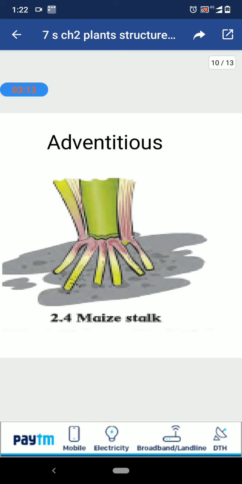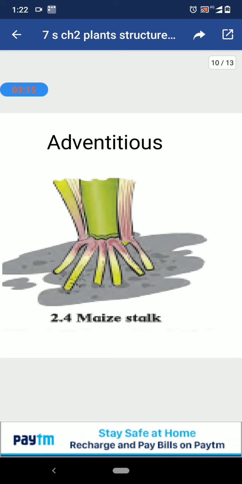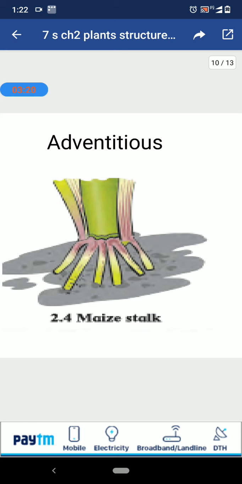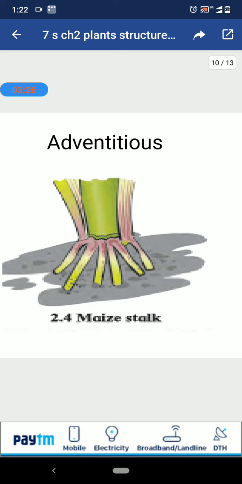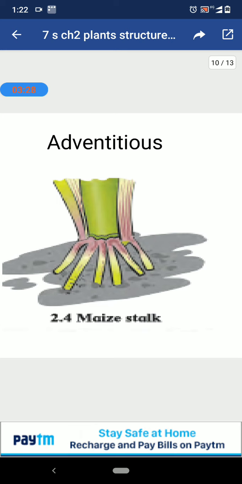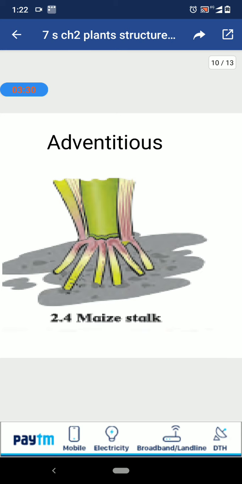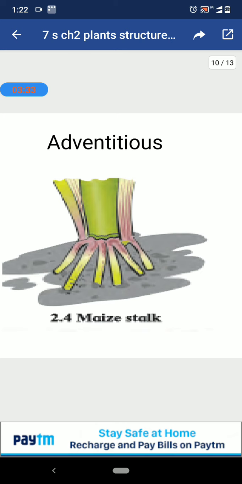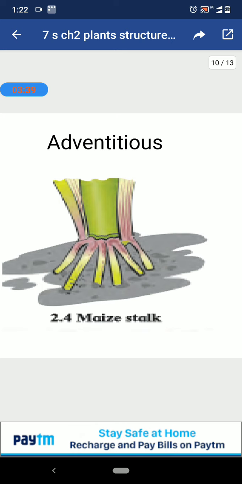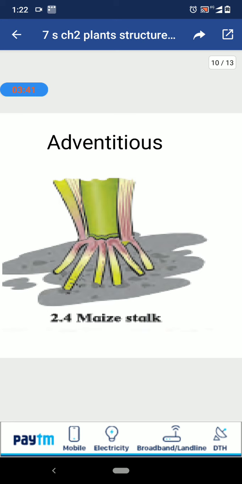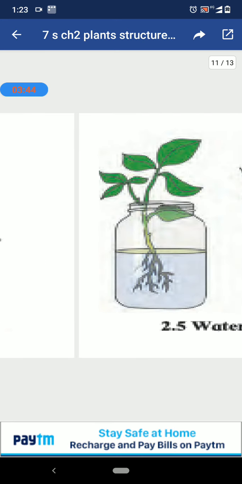After that we saw adventitious roots. Adventitious roots are found where some plants have two kinds of roots. One is for doing the primary functions and grows under the soil, and the secondary roots grow a little bit above the soil, which also provides more support to the plant. These we consider adventitious roots. We saw the maize stalk as an example of it.